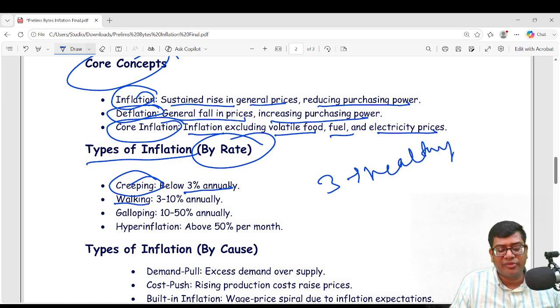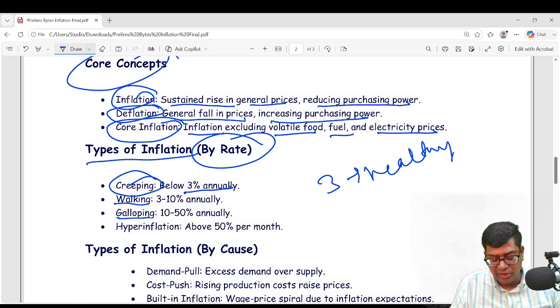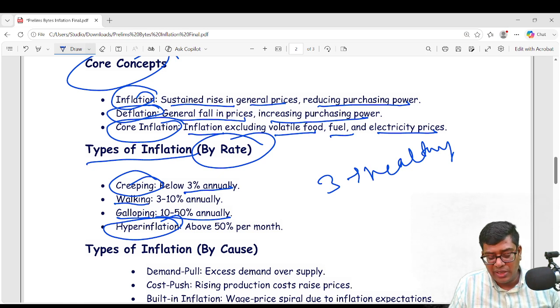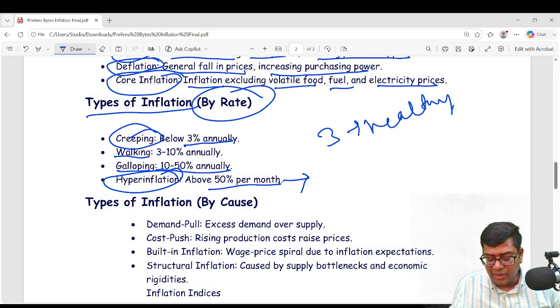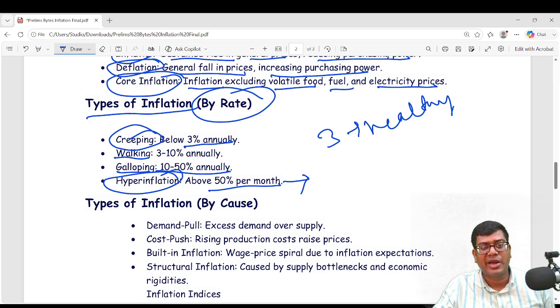Now the second kind is walking inflation. Walking inflation is when the inflation rate is between 3 to 10%. Now the third type is called galloping inflation. When the inflation rate is about 10 to 50% annually, this kind of inflation is called galloping inflation. Now the last one is hyperinflation. When inflation is about 50% or above per month, this is called hyperinflation. This kind of inflation is very deadly for any economy.